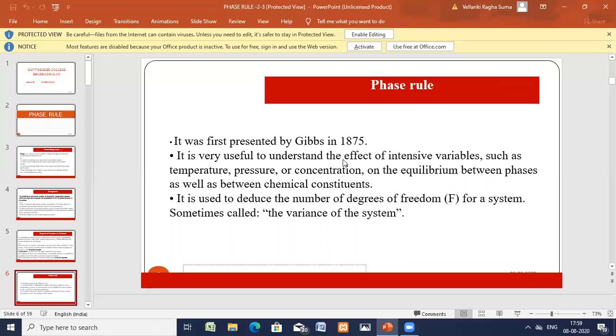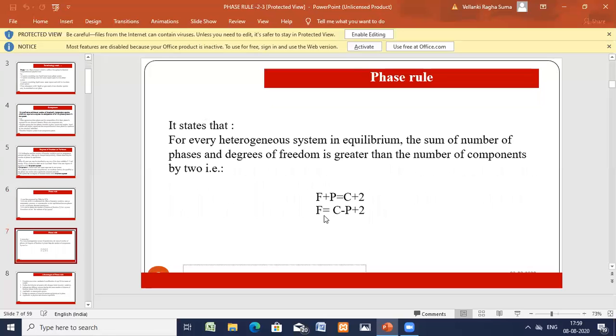It is useful to understand the effect of intensive variables on a system in equilibrium, with different intensive variables, temperature, pressure, and composition, and all the phases in equilibrium. So it is useful to understand the effect of temperature, pressure, or concentration on the equilibrium system. That is the use of the phase rule. It is used to deduce the number of degrees of freedom for a system, that is, the variance of a system.